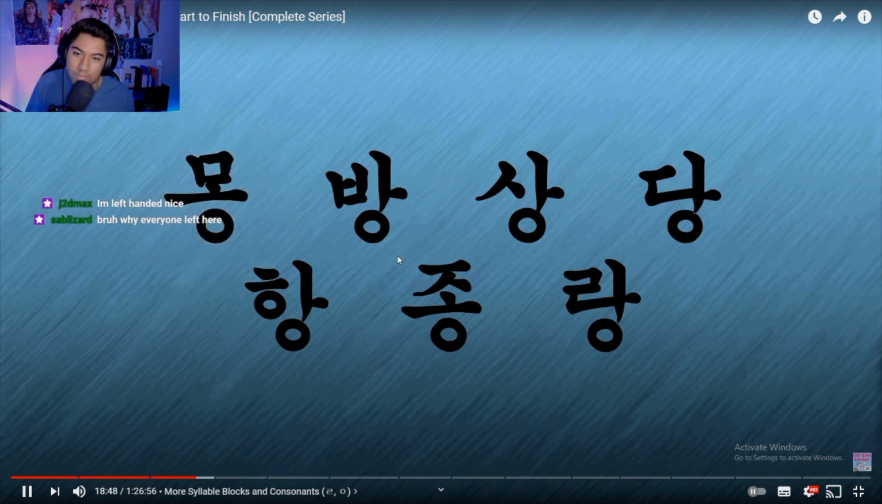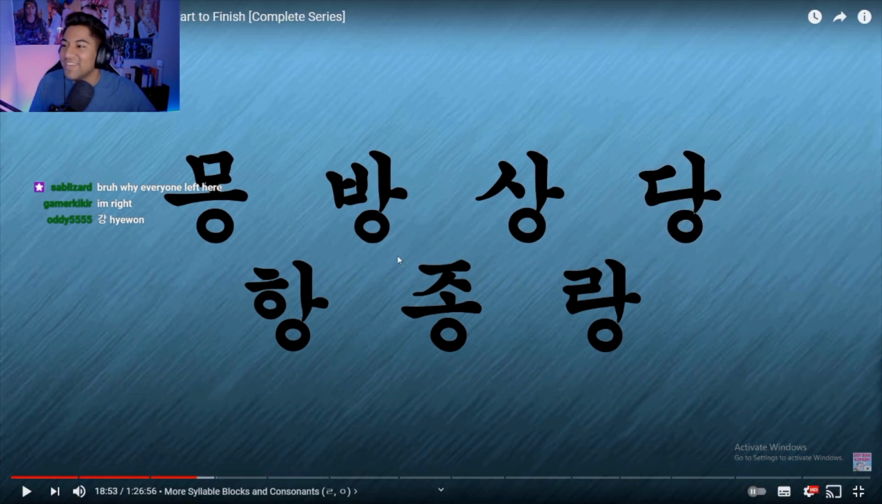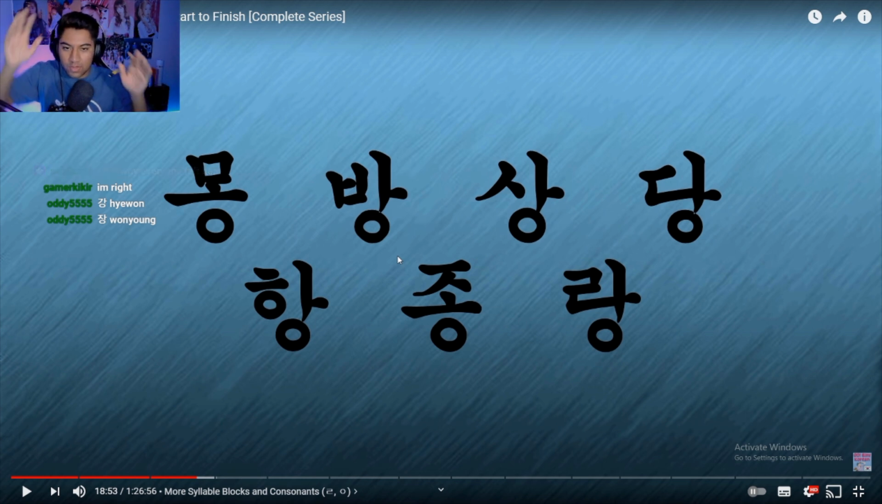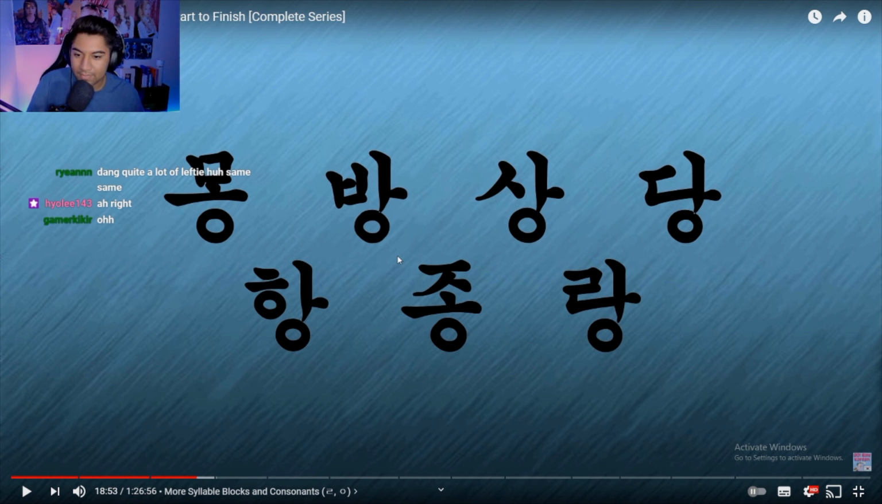Mong, pang, sang, tang. Oh, Cobra's left-handed? No, no, no. I have it mirrored so that it could be like the right way. I don't know how to explain it, but no, it's mirrored. No, I'm not left-handed. Nah, I'm right-handed. My mom's left-handed. But yeah.